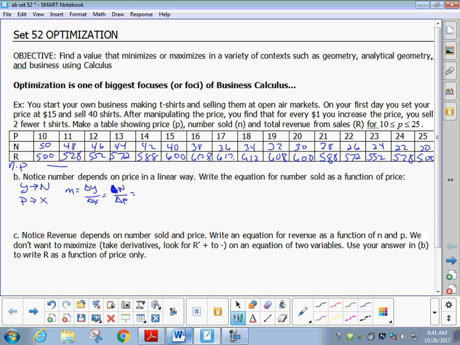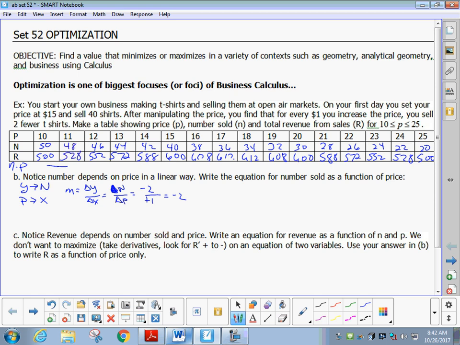Negative 2. Yeah, you lose 2 sales for every $1 increase, so that is negative 2. After that, did you go a point slope or slope intercept approach? You don't really see the y-intercept in the table. You don't have a zero case in the table.